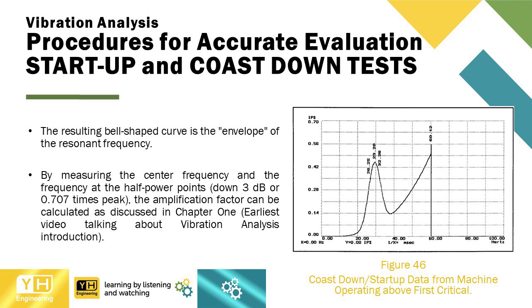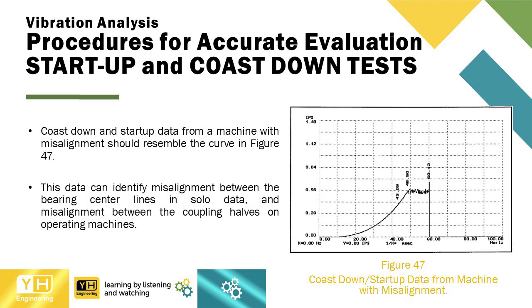By measuring the center frequency and the frequency at the half-power points, down 3 dB or 0.707 times peak, the amplification factor can be calculated as discussed in Chapter 1, the earliest video on vibration analysis introduction. Coast-down and startup data from a machine with misalignment should resemble the curve in Figure 47.